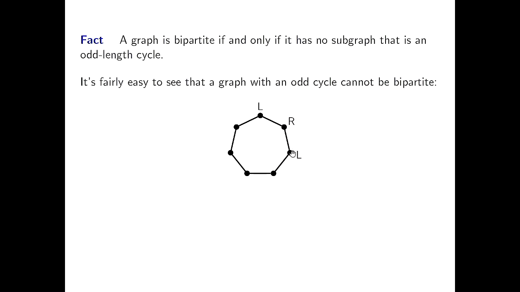But then this one would have to be back on the left, and this one would have to be on the right, and this one would have to be on the left, and this one would have to be on the right, and now we're stuffed, right? This one can't be on the left, and it can't be on the right. So the graph couldn't have been bipartite. Of course, if this was an even length cycle, it'd be fine because there'd just be an edge here and it'd all work. But if it's got an odd length cycle, it can't be bipartite.